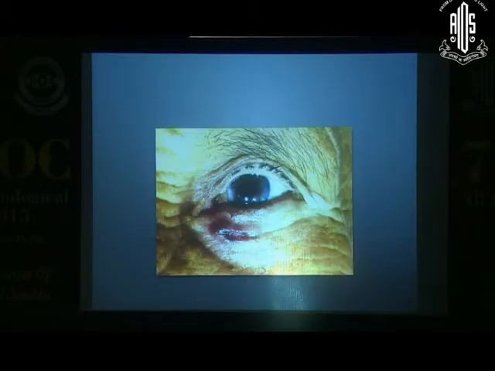Now this is the type of picture that we were taught in textbooks. An ulcerated kind of lesion with rolled-in edges which goes deep. This is a very small basal cell carcinoma, typical.